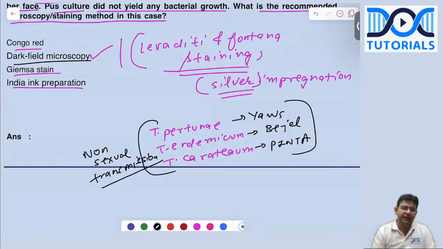Reflected light. Reflected light is there in the dark field microscopy.